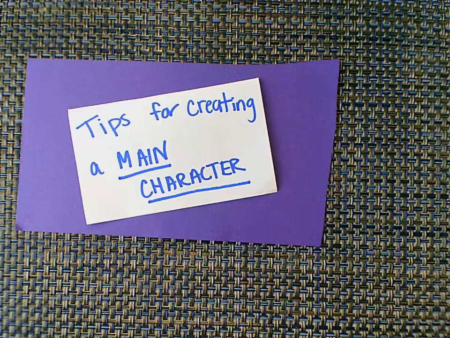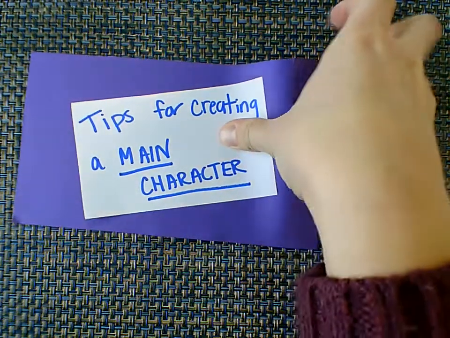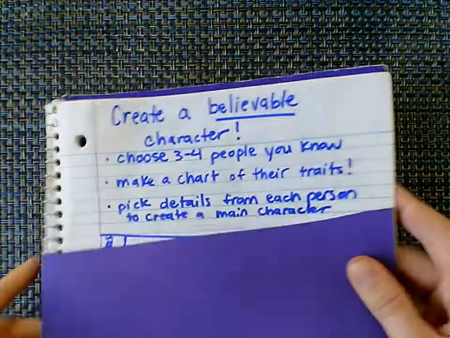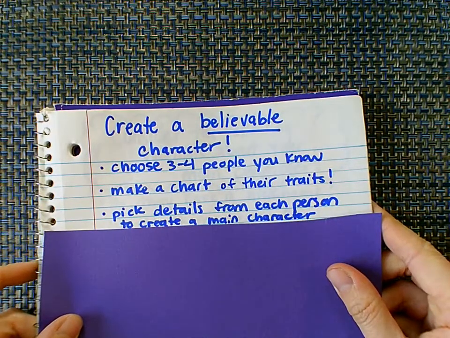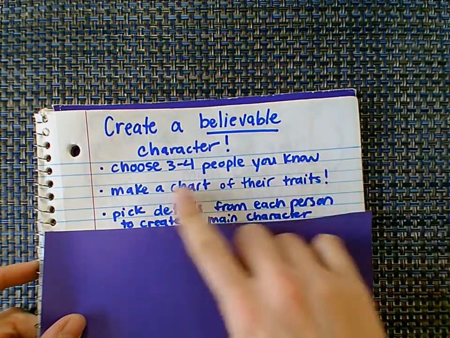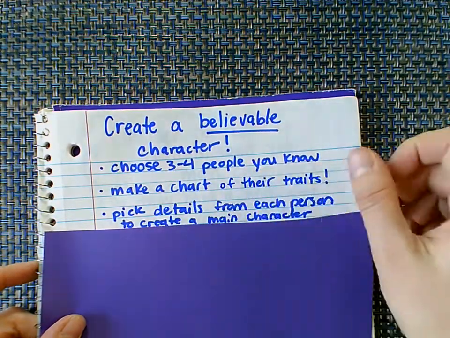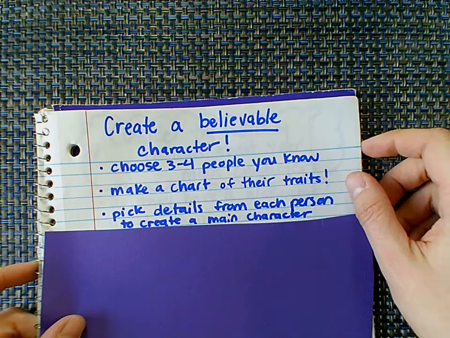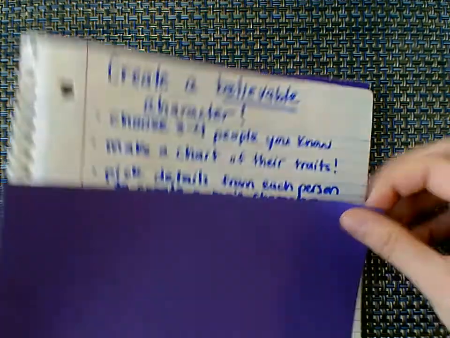Here are some tips for creating a main character, which is the next step of our realistic fiction journey. Now, when we're writing realistic fiction, our main character has to be believable. So first, choose 3 to 4 people that you know and make a chart of their traits. Then pick details from each person to create a main character. You can do that in your notebook.